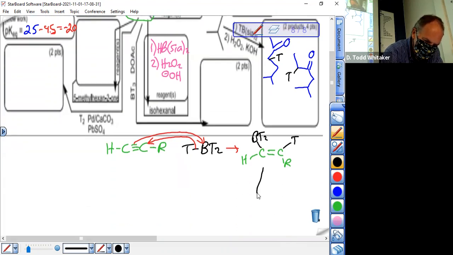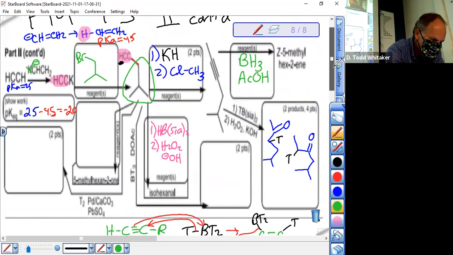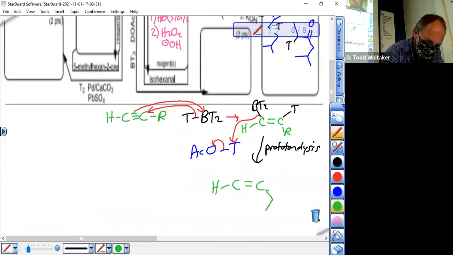And then the protonolysis is with TOAC. And that just does this. And I need this molecule here, HCC, the R is actually just an isobutyl. And you're going to end up with a T and another T. Wait, one was a D. It was DOAC. I put TOAC. D.